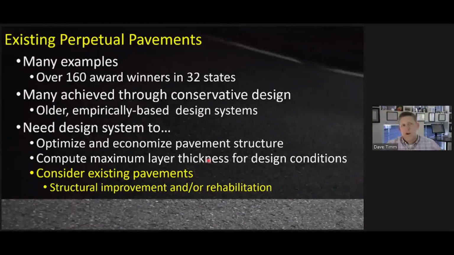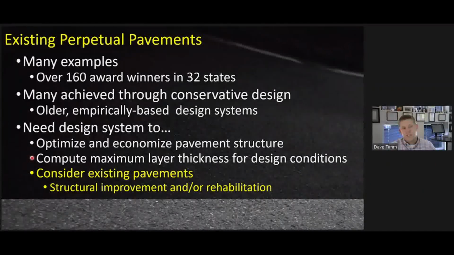So just to summarize our existing perpetual pavements, there's many examples, lots and lots of these award winners covering 32 different states. Many of those were achieved through conservative design using our older empirically based systems. But of course, to be sustainable, we need to optimize the cross section. And part of that is computing maximum layer thicknesses.